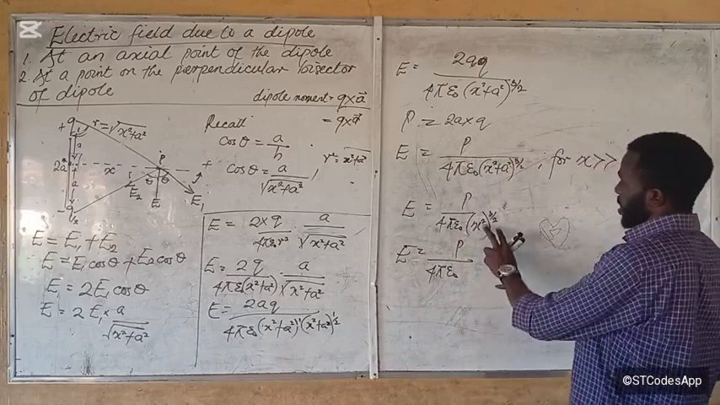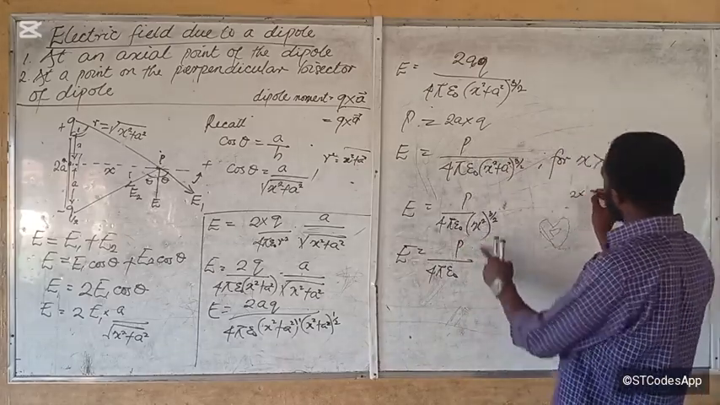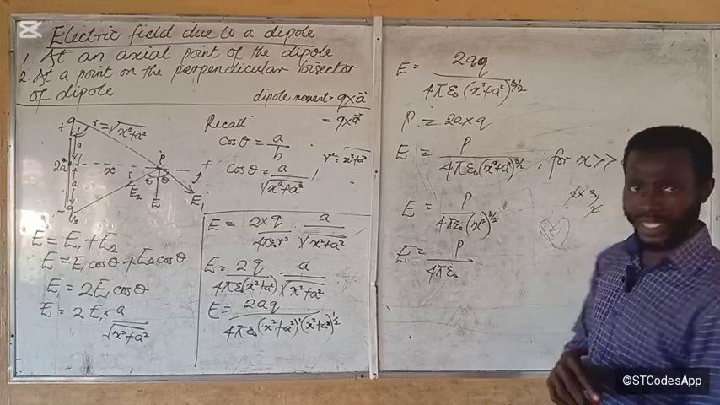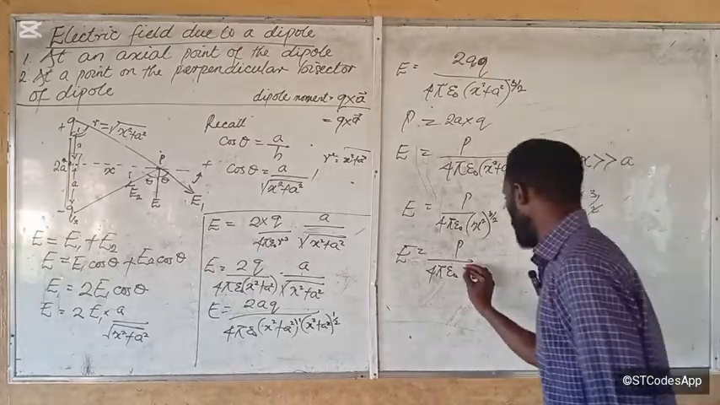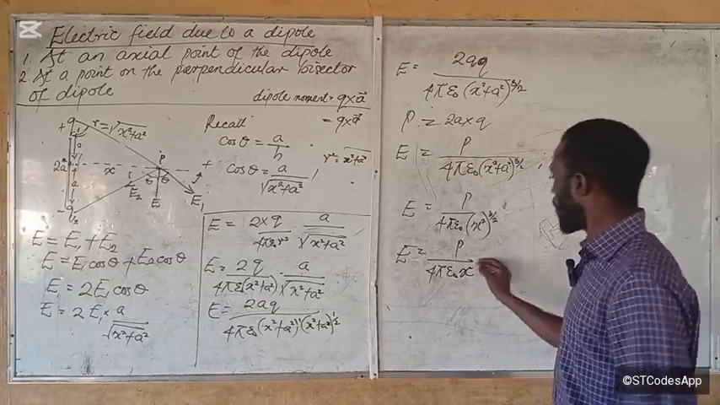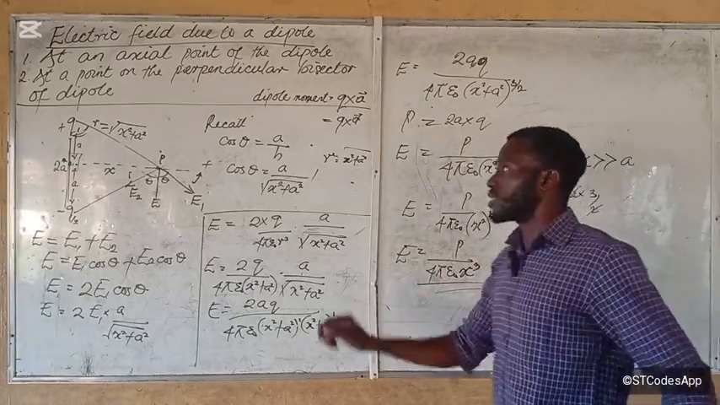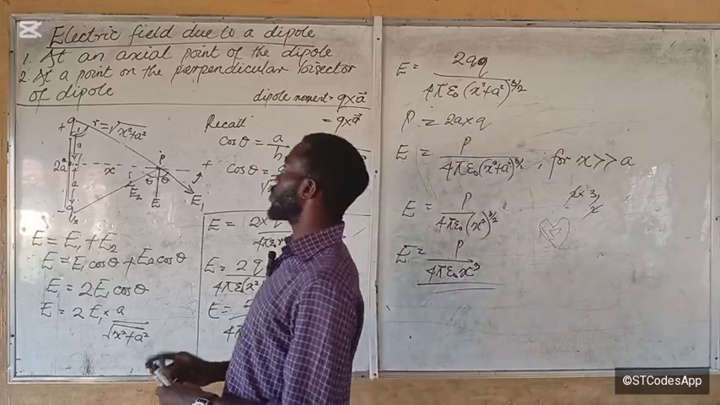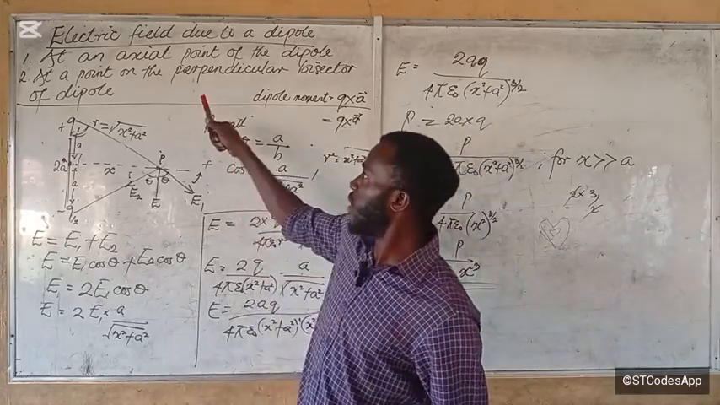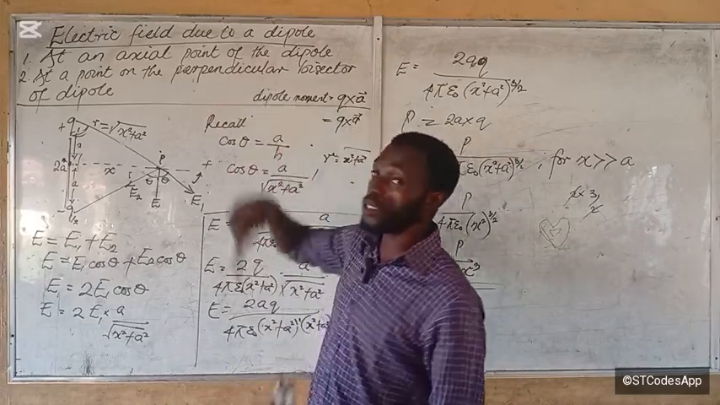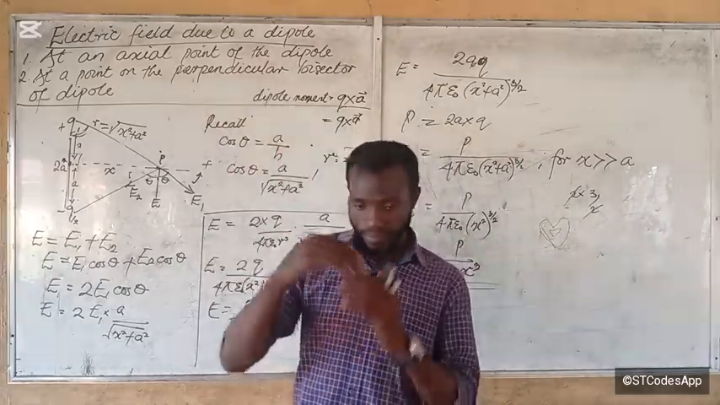Now, this will be 2 multiplied by 3 over 2. Does this make sense? You like that, yeah? So that becomes x raised to power 3. And that will be the electric field due to a dipole at a point on the perpendicular bisector of the dipole.